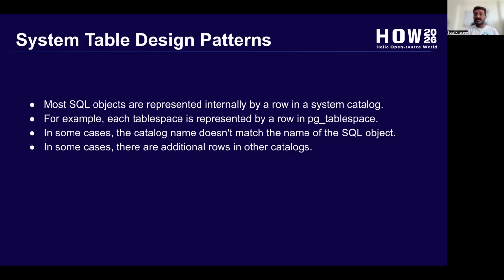For example, let's take the pg_authid catalog that stores the information about the users and roles. Here, the object name is role or user, but the catalog name is pg_authid. So in some cases, the catalog name doesn't match the object name. That is by design. In some cases, there are additional rows in other catalogs. If you create a table, then multiple entries go into different catalogs. I will explain that later in the presentation.